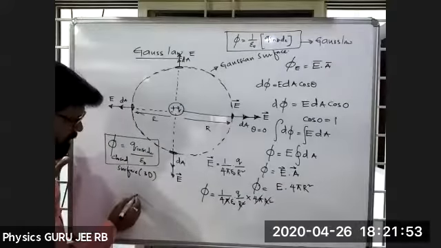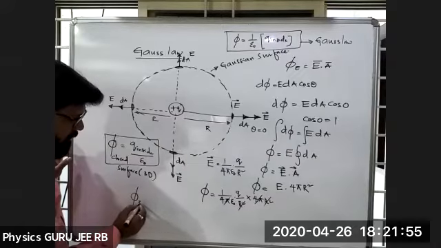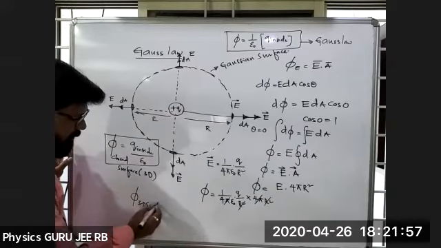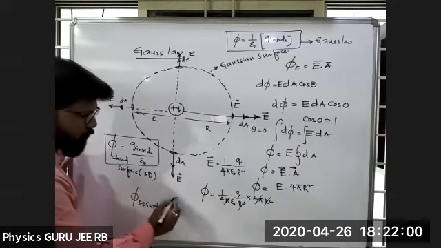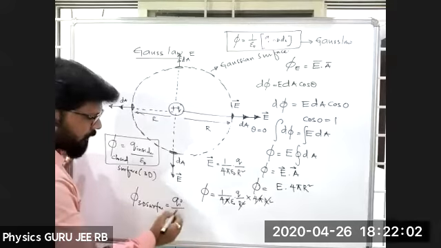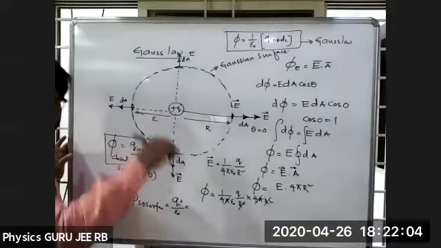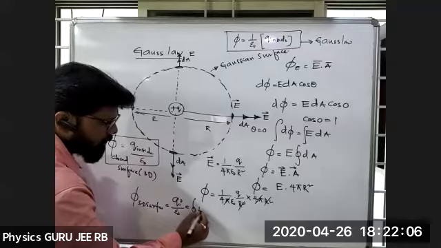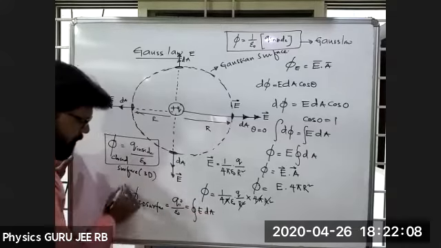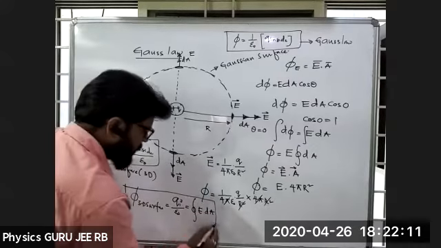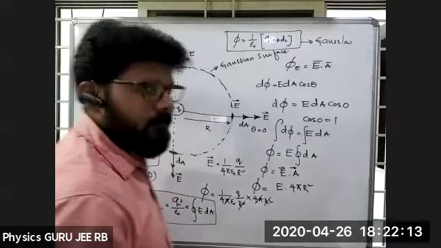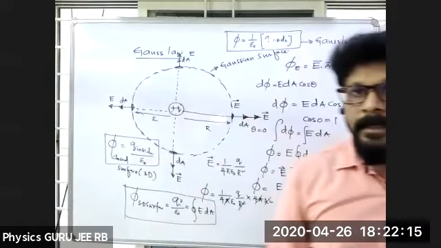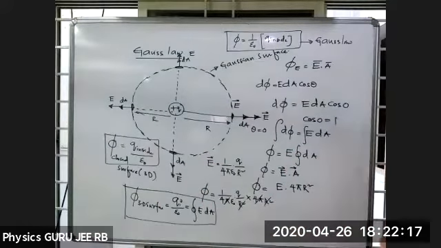Finally we can write phi for the 3D surface equals Q inside divided by epsilon naught, equal to, again, the closed integral of E dot dA. So this is what finally will be expressing it. Is it clear? Take a screenshot. If you have any doubts, let me know. Then we'll proceed.